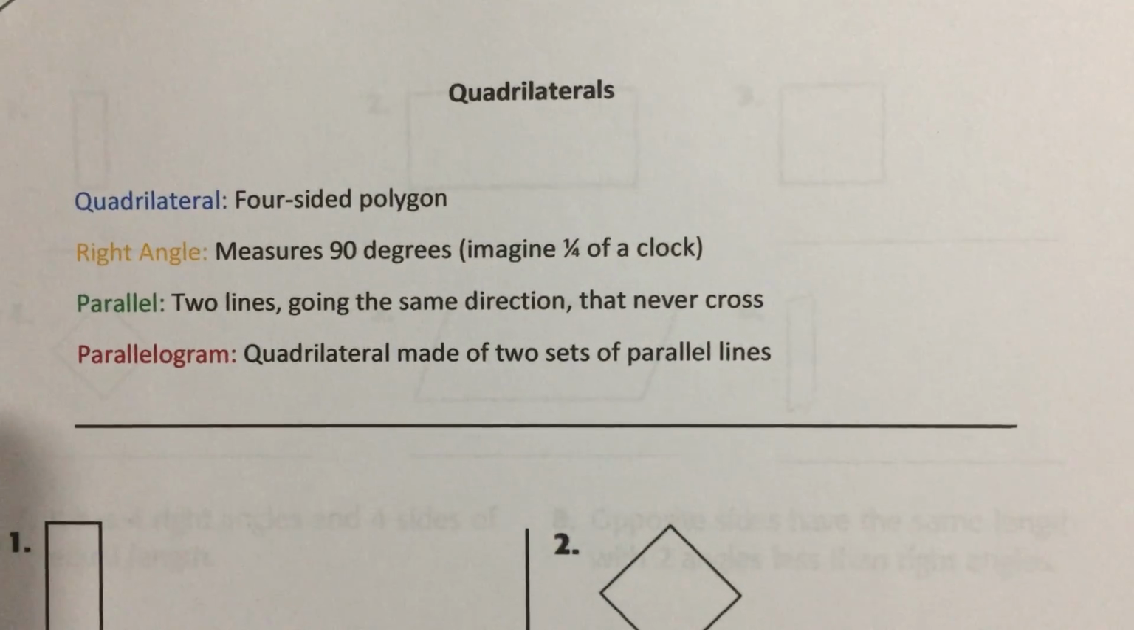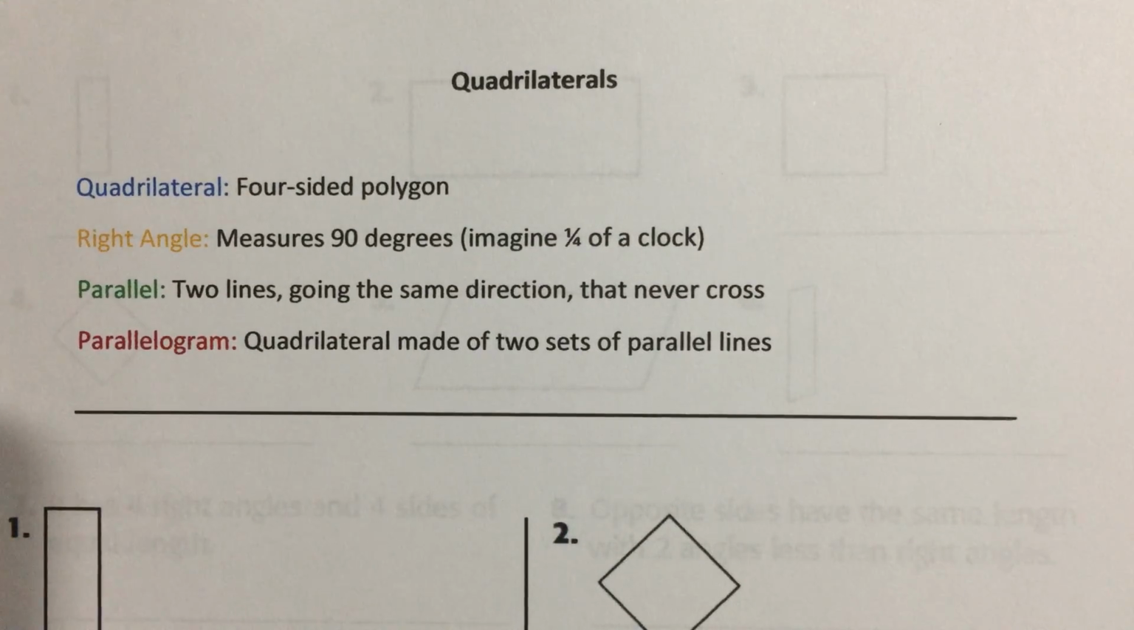Today we're talking about quadrilaterals. In our last video we talked about triangles, three-sided shapes, and different types of triangles. We talked about what an angle is, and how to name different triangles based on the number of sides, what kind of angles they have, that kind of stuff.